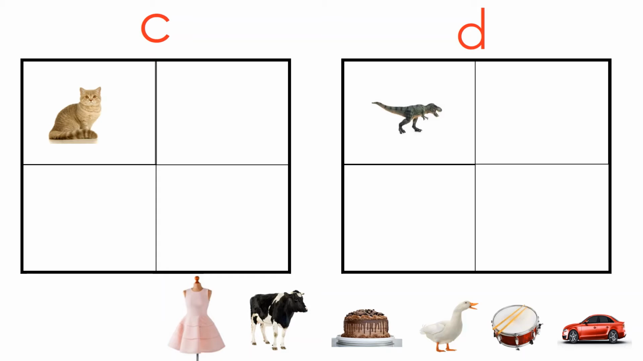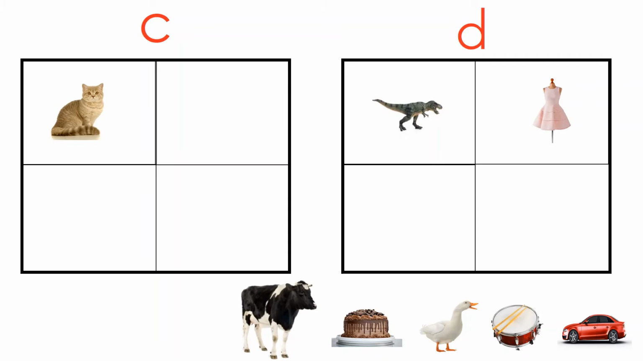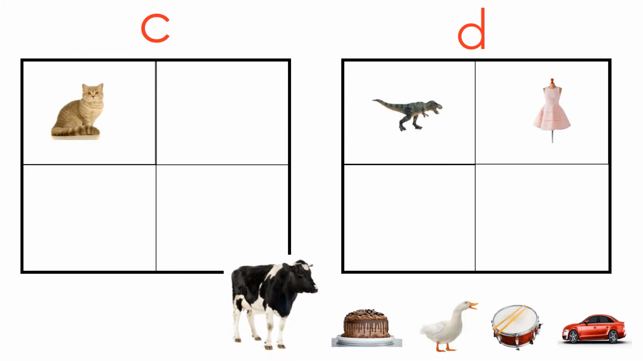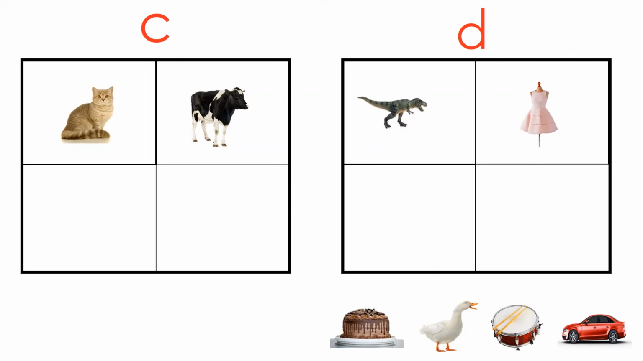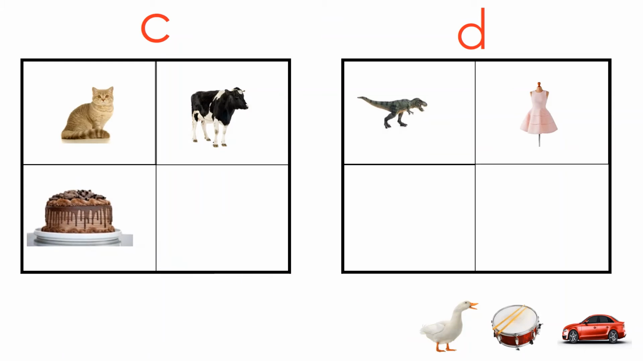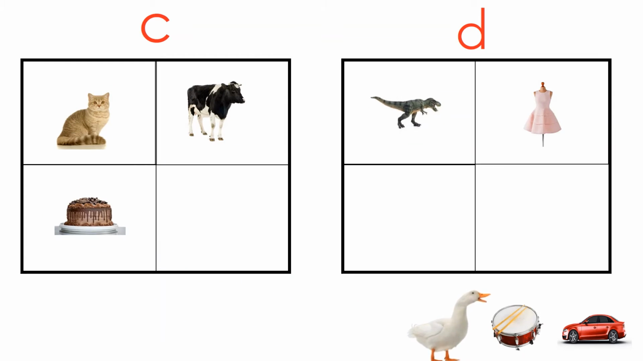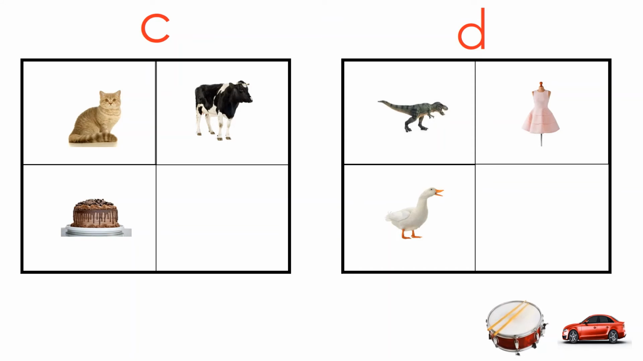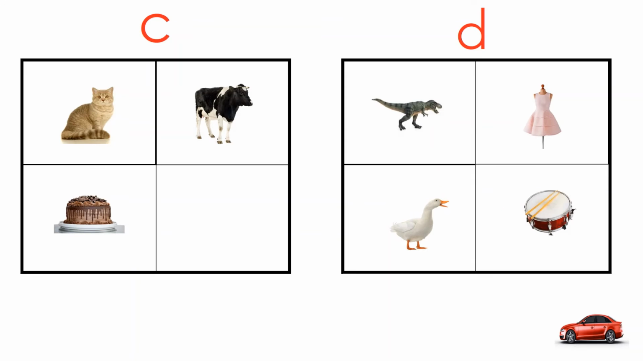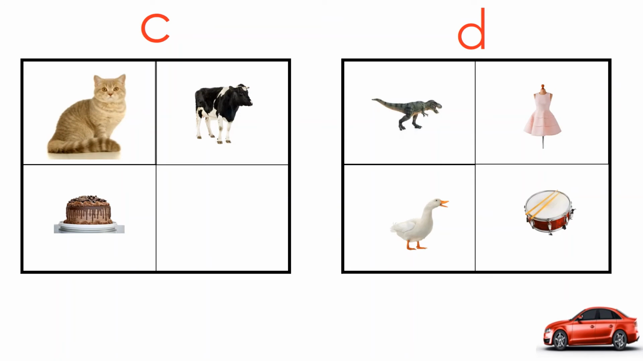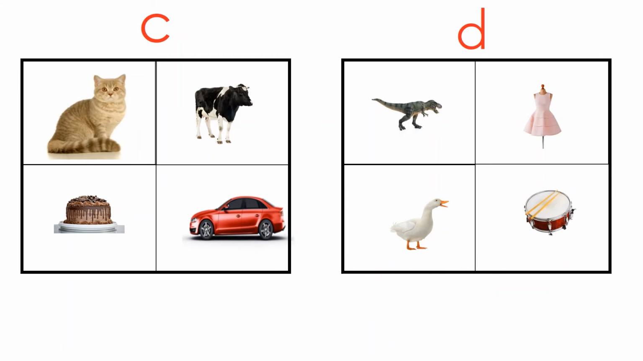Race. D. Cow. Cake. Duck. Drum. Car. You done with yours? Let's move on to the next one.